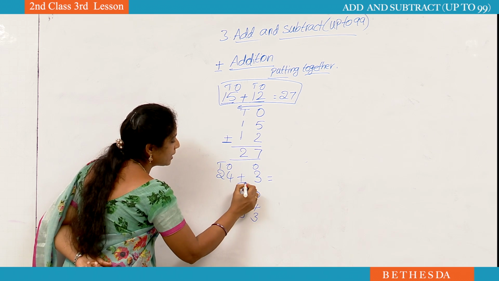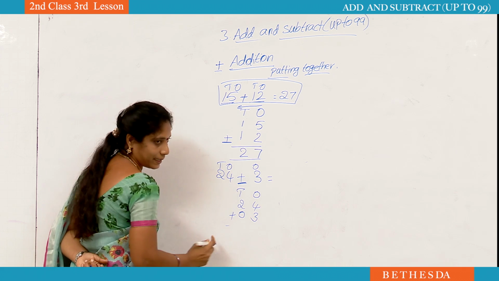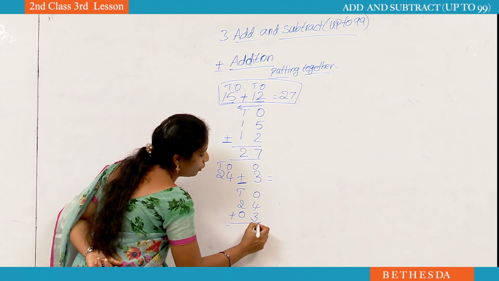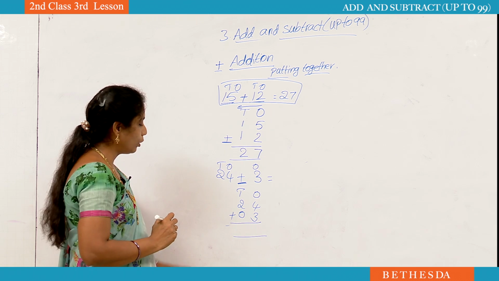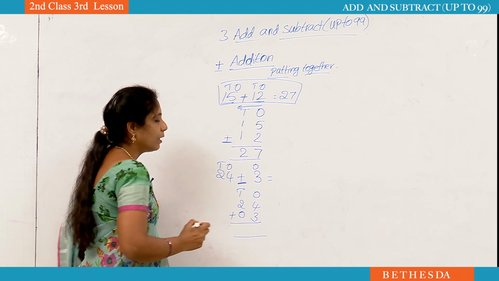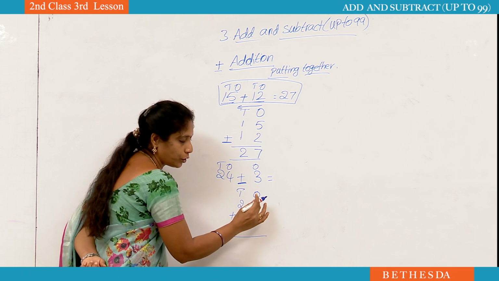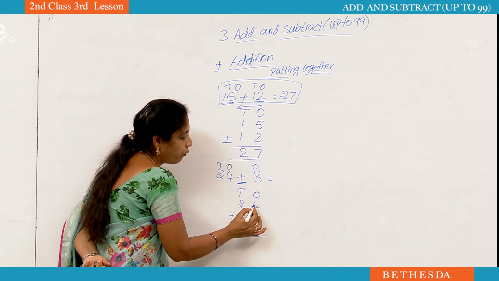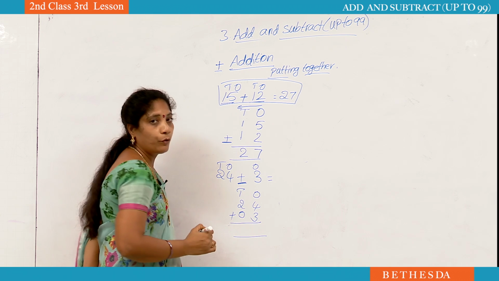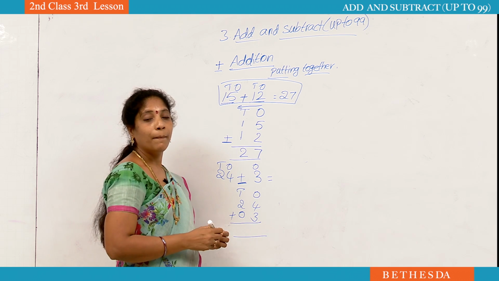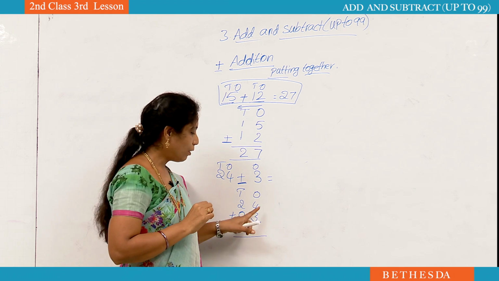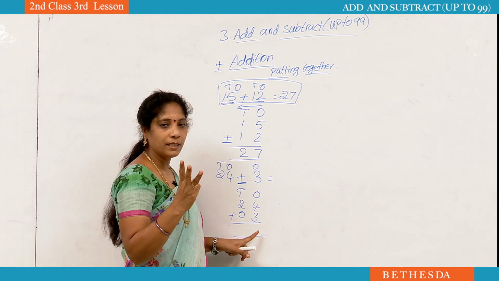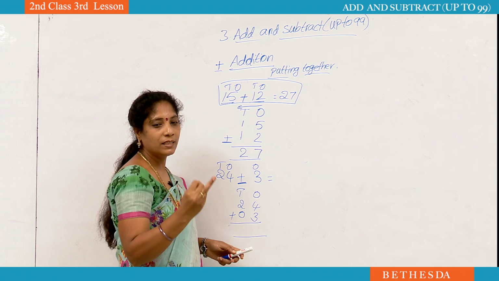Now, what is the sign in between these two numbers? Plus. Plus means what should we do? Addition. While you are doing the sum, always we have to observe the sign. While we are doing addition, we have to start from ones place. 4 plus 3. Addition means big number is in my mind, small number is in my hand. 4 is in my mind, 3 is in my hand. After 4, 5, 6, 7.